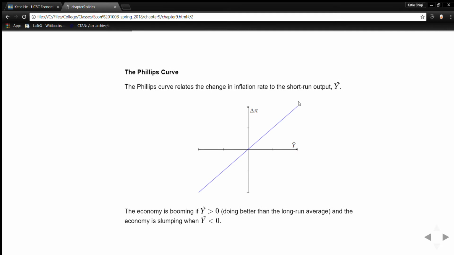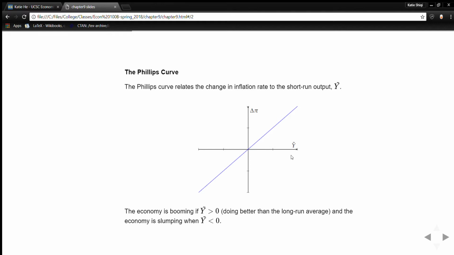Okay, now let's take a look at the Phillips curve. And here I have a graph of the Phillips curve. On the vertical axis, we have the change in inflation rate. So pi is for inflation rate, and delta, the triangle, is to denote changes. And on the horizontal axis, we have y tilde, which is what we just defined earlier. And on the right-hand side of this graph, y tilde is greater than 0.